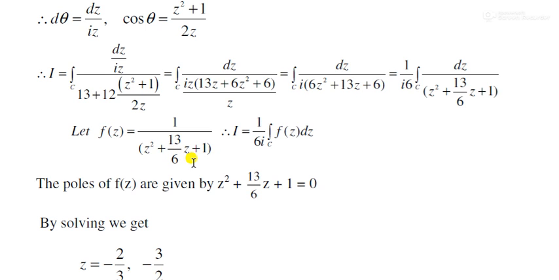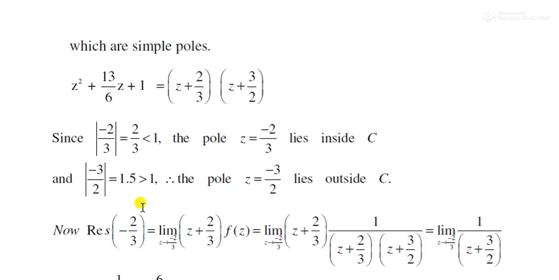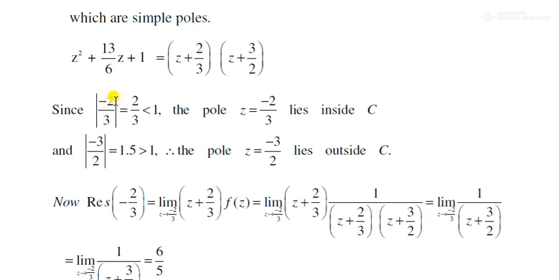By equating the denominator of f(z) to 0, we can get the poles. The poles are z = -2/3 and z = -3/2. Out of these two poles, we identify which lies inside C and which lies outside the contour C. The absolute value of -2/3 is 2/3, which is less than 1, so z = -2/3 lies inside C. The second pole is -3/2, whose absolute value is 1.5, greater than 1. Therefore, z = -3/2 lies outside C.